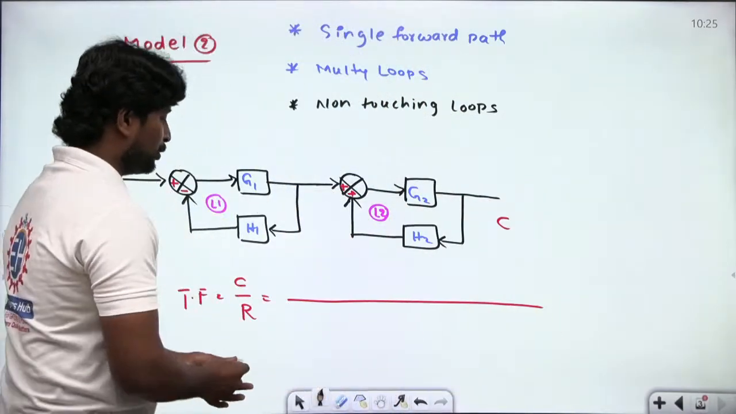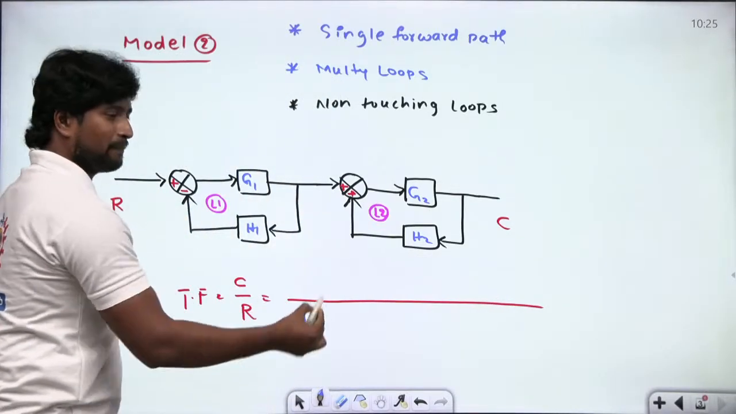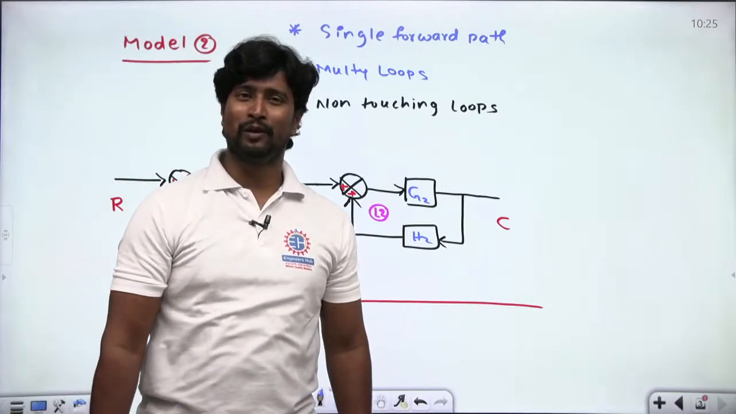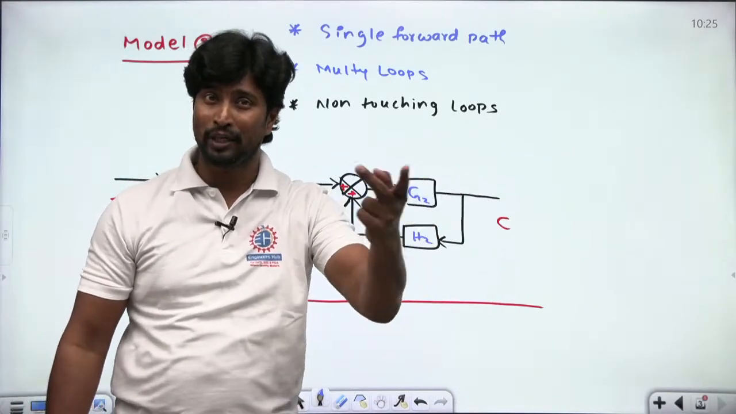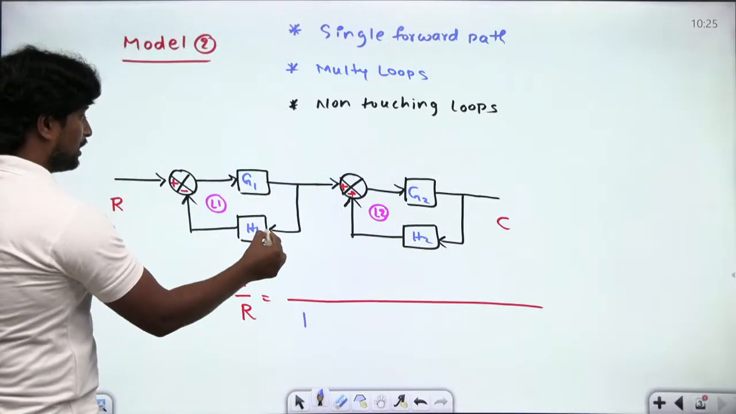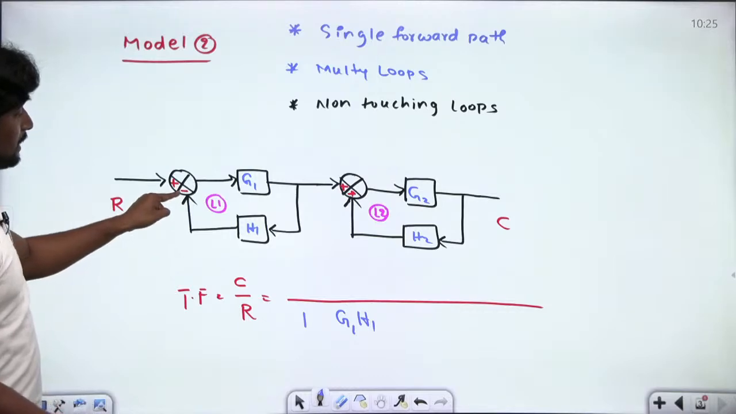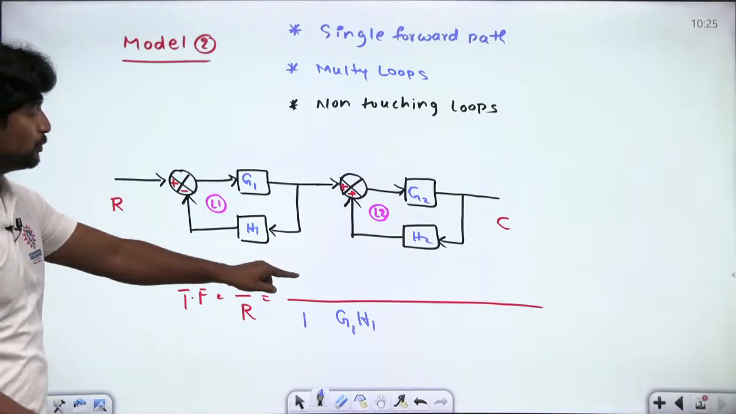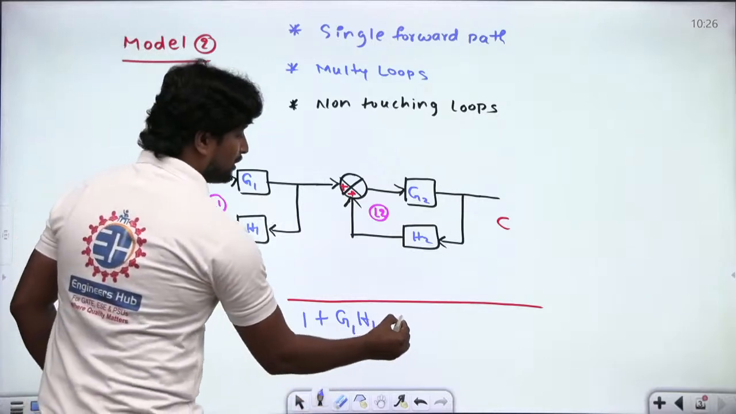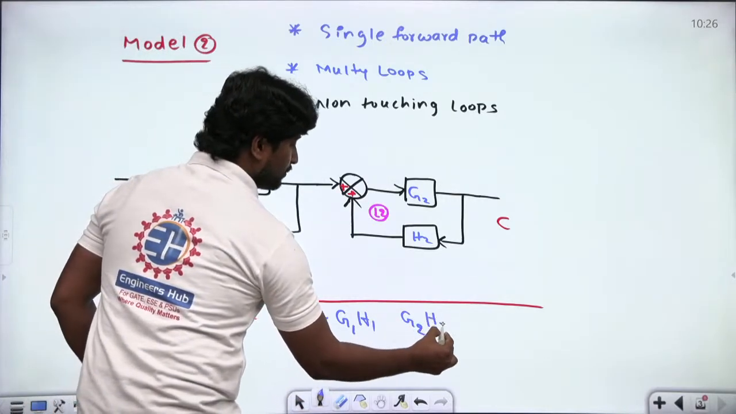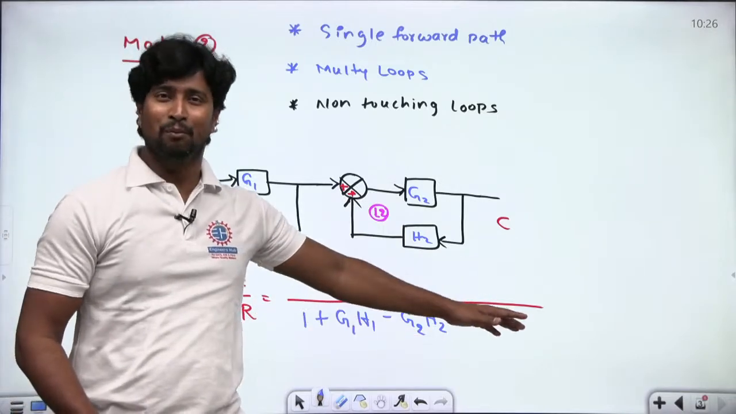So come on guys, I think you know the denominator part is as usual. The denominator part always starts with what? 1. It's not a big matter. And the denominator part is made up of what? Feedback paths, that means loops. How many loops are here? 2 loops. The first loop is G1, H1. Observe carefully, which type of feedback does it contain? Negative. Here negative means opposite sign, minus. And the second loop is G2, H2. Here also negative, so minus. So up to here it is as usual, like model number 1.